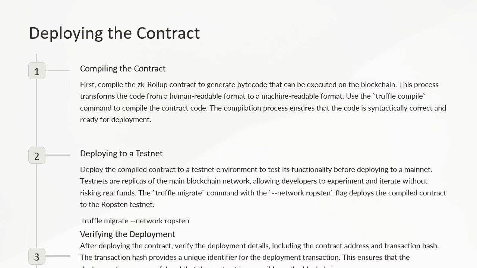To deploy the ZK rollup contract, compile it using truffle compile. This converts the human-readable code into bytecode for the blockchain. Then deploy the smart contract to a testnet like Ropsten using truffle migrate --network ropsten. Verify the deployment by checking the contract address and transaction hash.